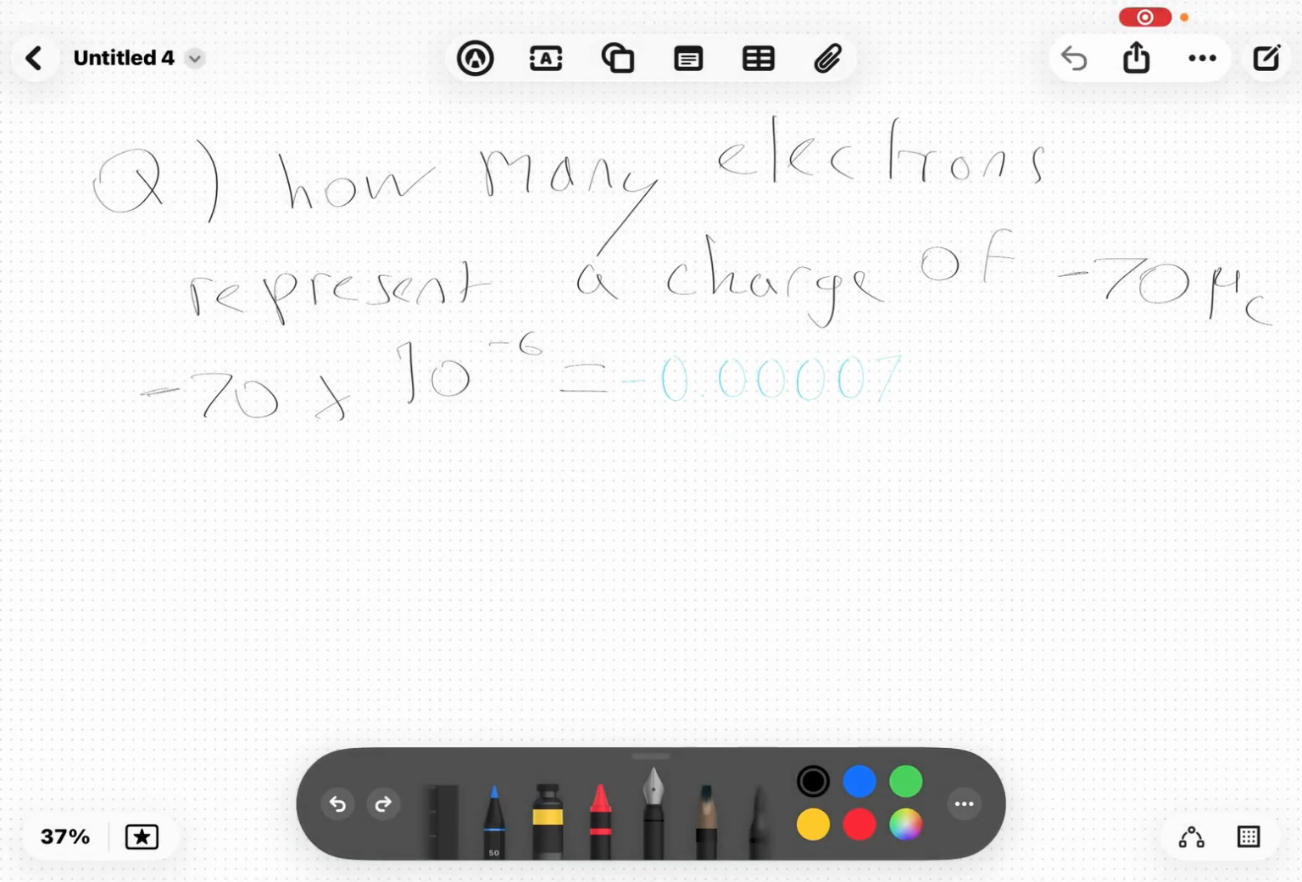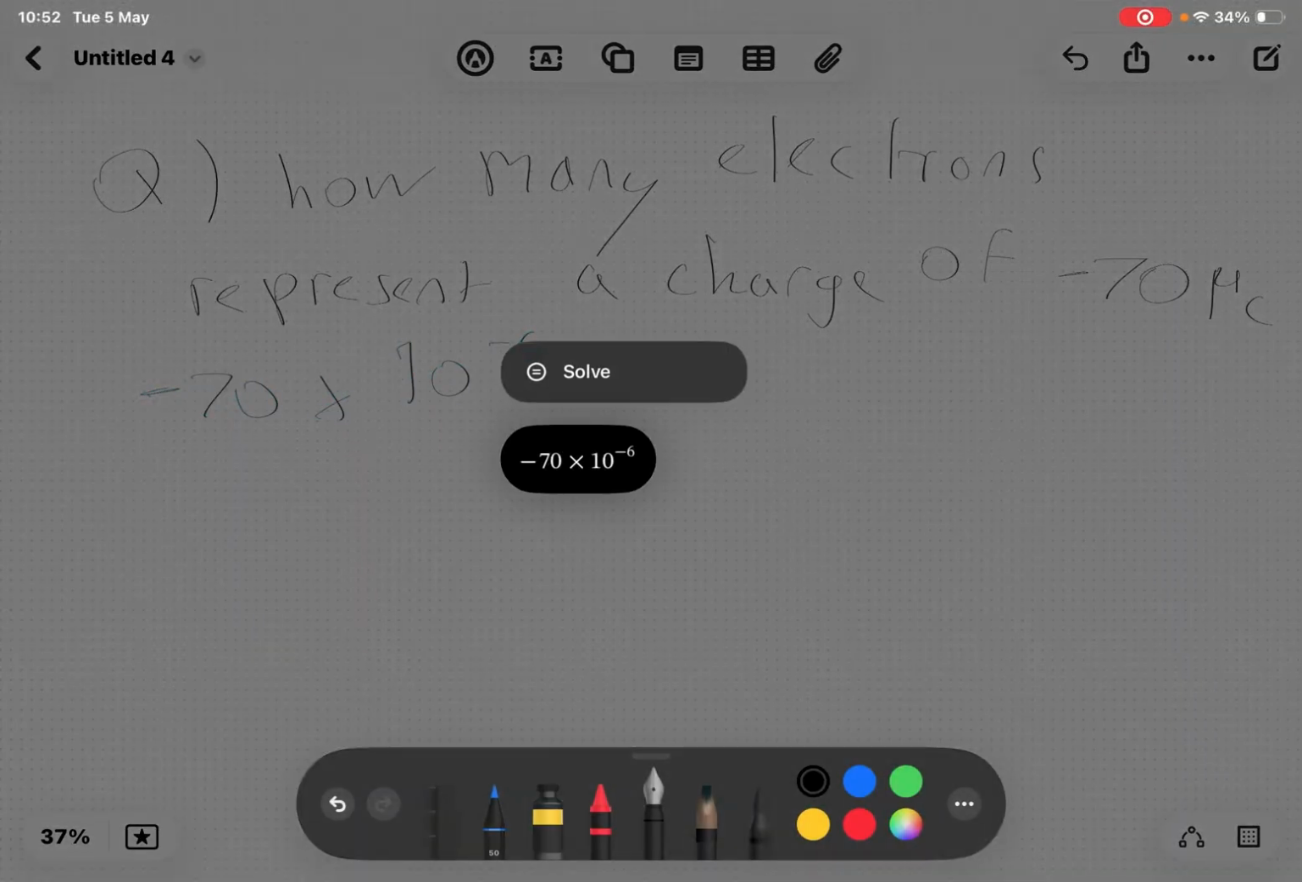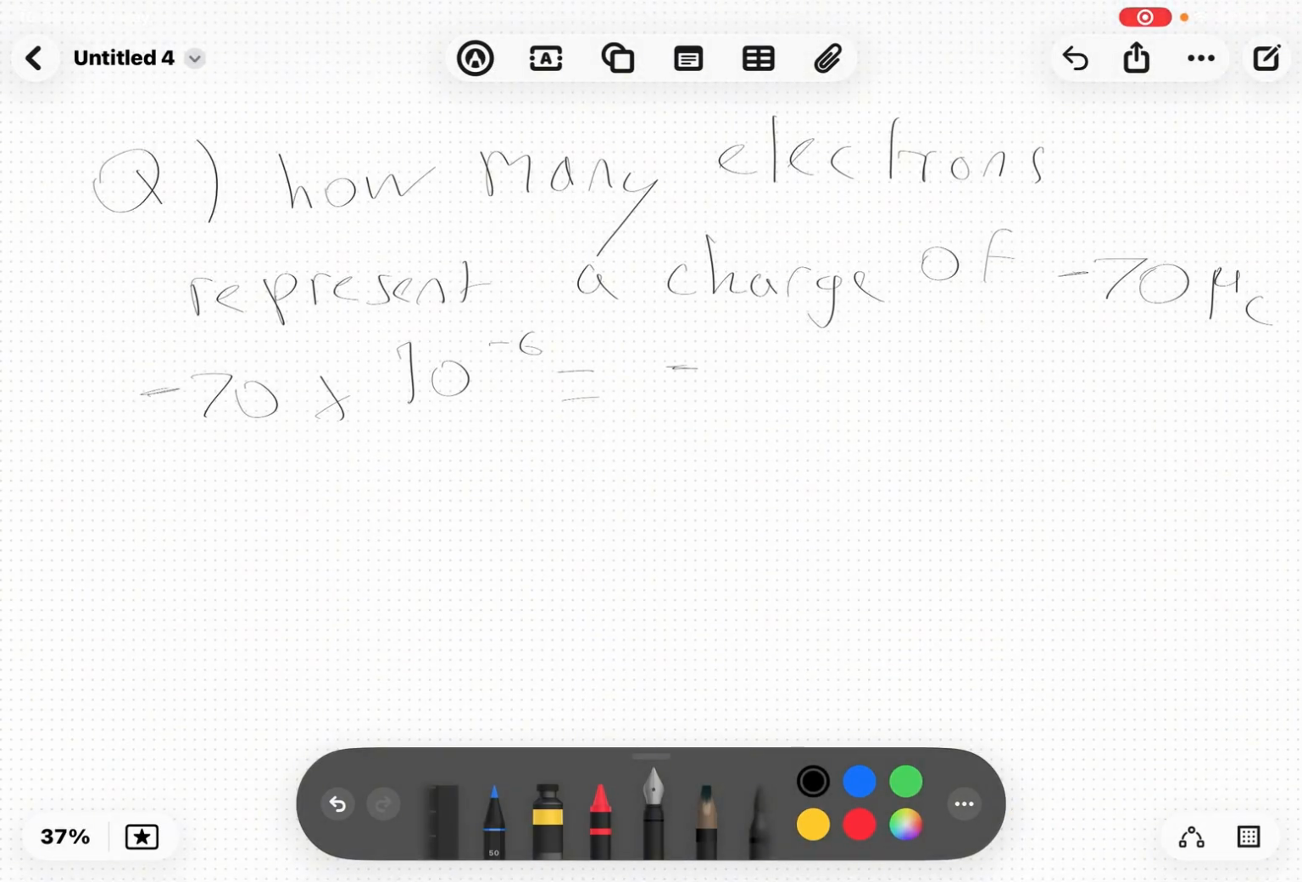I'm not sure this is right, because my laptop is acting up, so let's just put 70. Okay, never mind.